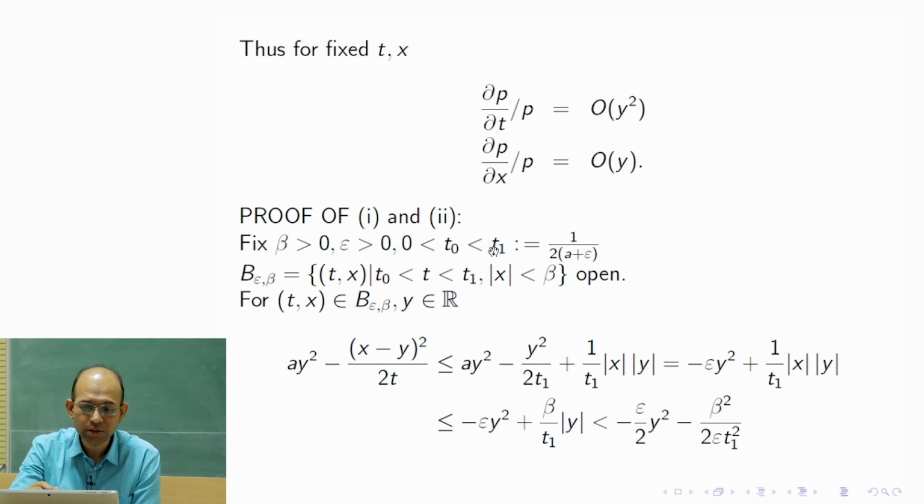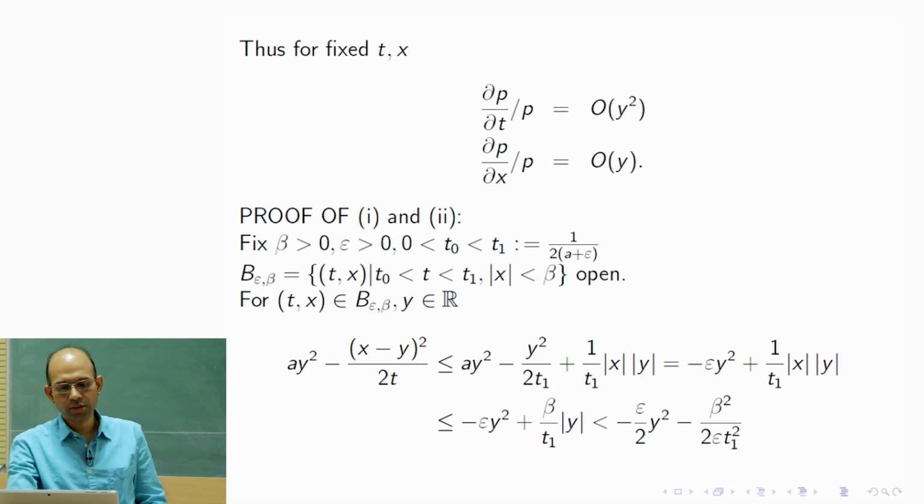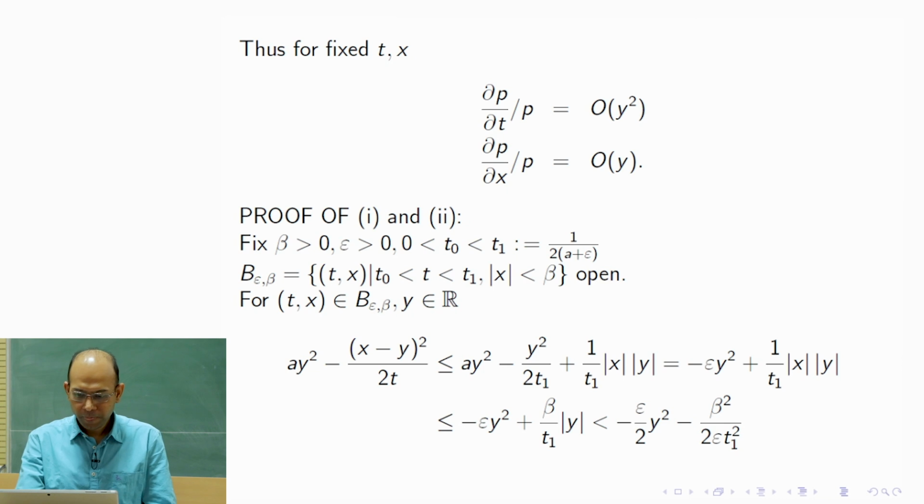Initially it was not clear why I chose t1 in this fashion. The reason is now clear: we would like to choose t1 in this fashion so that this difference appears to be epsilon y square. Okay, so that now I have a negative sign epsilon. So it is like an inverted parabola. Just to get that, we have chosen t1 this way. Okay, and now this is an upper bound of this.